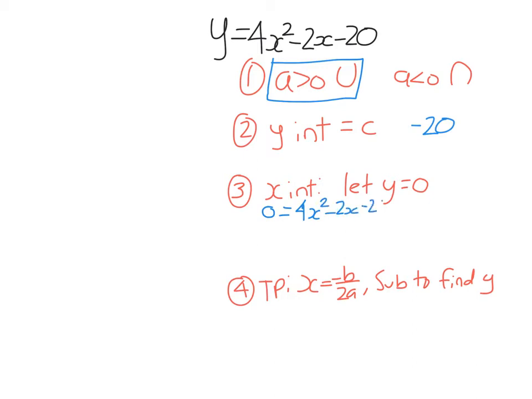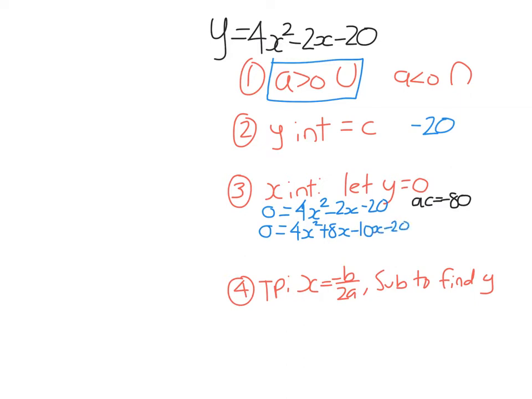Of our 2 methods for solving, we can use the quadratic formula or factorization. I will factorize this. Because it's non-monic, because this is not 1, I have to use the AC method. A, which is 4, times C, which is minus 20, gives us negative 80. I need to find 2 numbers that multiply to negative 80 and add to negative 2. Those numbers are minus 10 and positive 8. I use those 2 numbers to split up the middle term, so I get 4x squared plus 8x minus 10x minus 20.